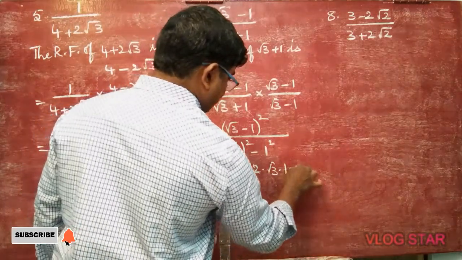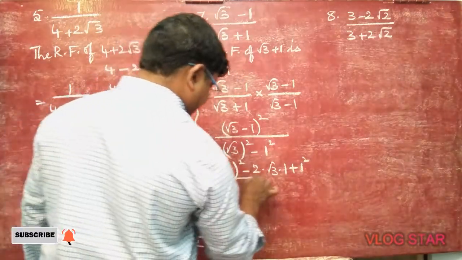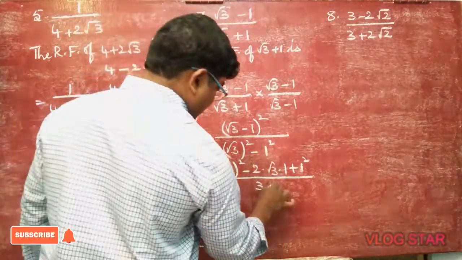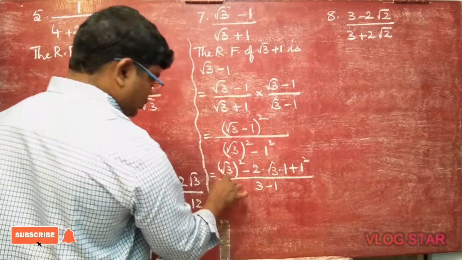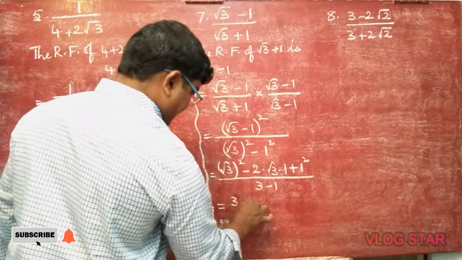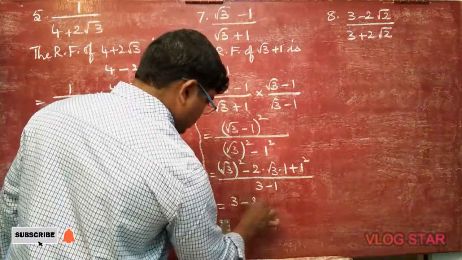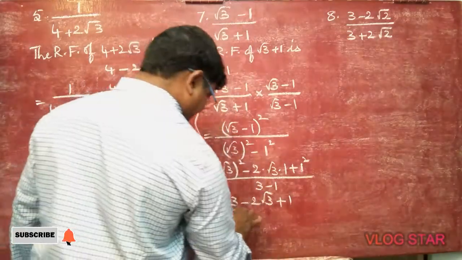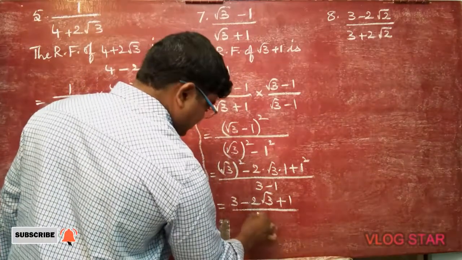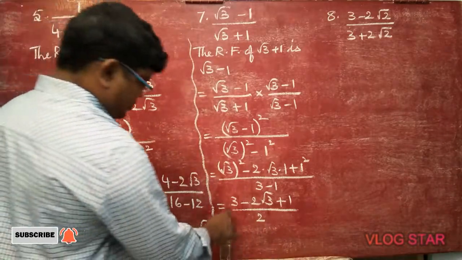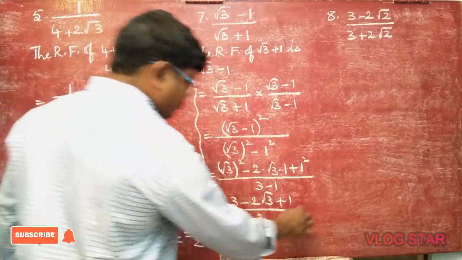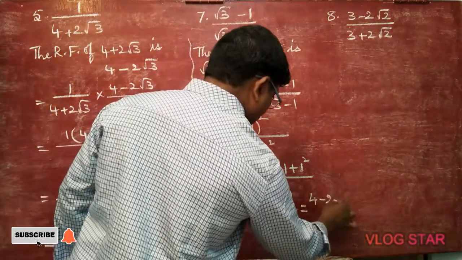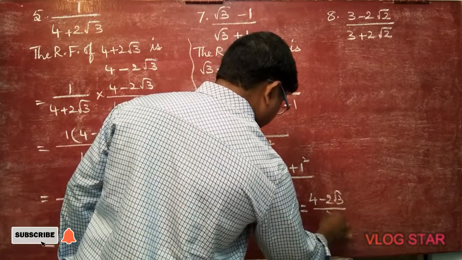Now a minus b whole square formula: a square minus 2ab plus b square, divided by root 3 into root 3, 3. 1 ones are 1, so minus 1. Here root 3 into root 3, 3, minus 2 ones are 2, 2 root 3. 1 square means 1, so plus 1, by 3 minus 1, how much? 2. Now 3 plus 1 how much? 4. So 4 minus 2 root 3 by 2.